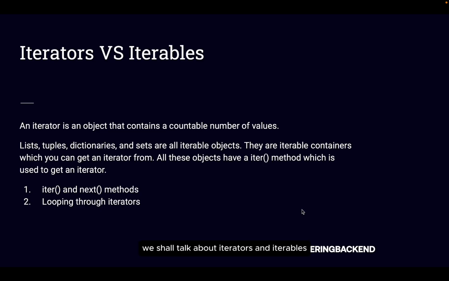In this section, we shall talk about iterators and iterables. An iterator is an object that contains a countable number of values, like a collection of items, such as a list, a tuple, a dictionary, or even a set. They all have the iter method. This iter method takes the object as a value, and they also have the next method. I shall show you how to use these two methods and how they work, and I shall also show you how to loop through an iterator.